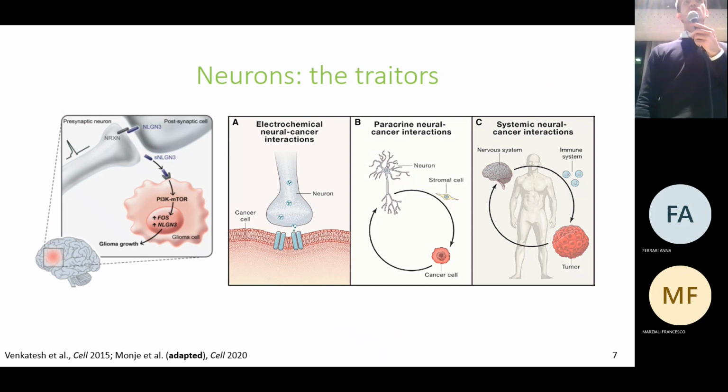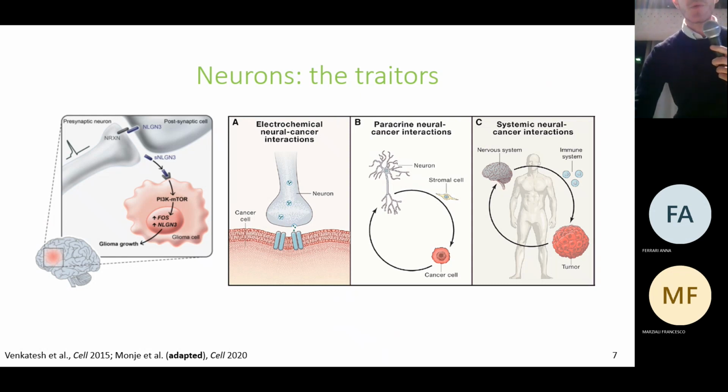You all thought that neurons were just the offended part? Wrong, they are not. They are the traitors. They are the mutineers on board. They help tumor cells proliferate. How? By hooking them up into neural circuits and exploiting the synaptic transmission to stimulate cell proliferation pathways within glioma cells. This is another game changer.